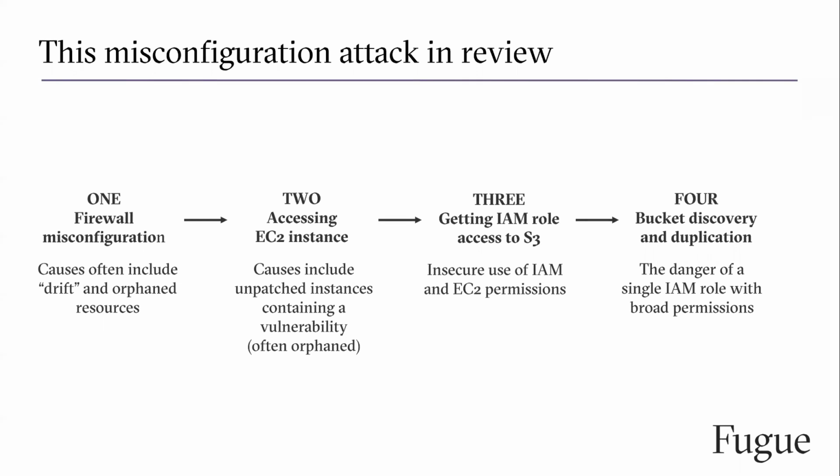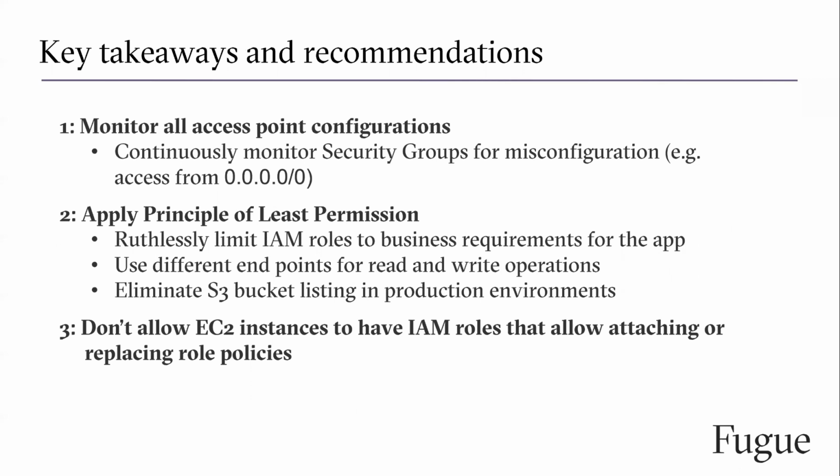So step 3 was I had to get from not having access to S3 to getting access to S3. And so I leveraged IAM's ability to change my actual permissions and therefore my view of the cloud infrastructure in order to go after my target, which was the data in that S3 bucket. And that allowed me to do bucket discovery and duplication. So a few recommendations, and we should have about 15 minutes left at the end for Q&A. Key takeaways and recommendations.